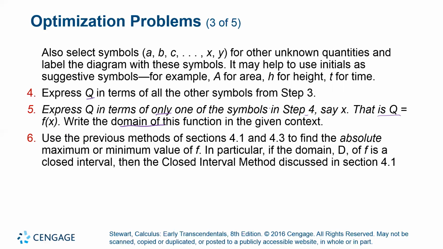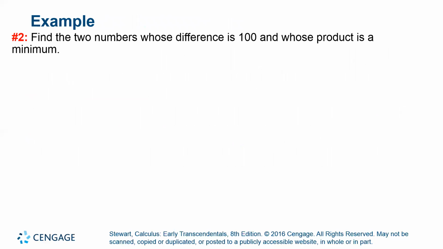Then you use the previous methods that we have discussed in section 4.1, where you have a closed interval where the absolute max and absolute min occur, and then 4.3 to find the absolute max and absolute min. Here, the optimization problem is not the local minimum or local maximum that we are looking for. In fact, it's the global, the absolute. Of course, if you have a closed interval, then you use section 4.1 that we discussed. So we're going to pick examples and work through them.